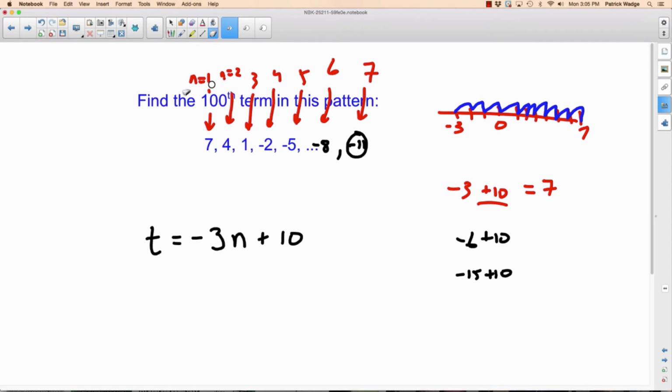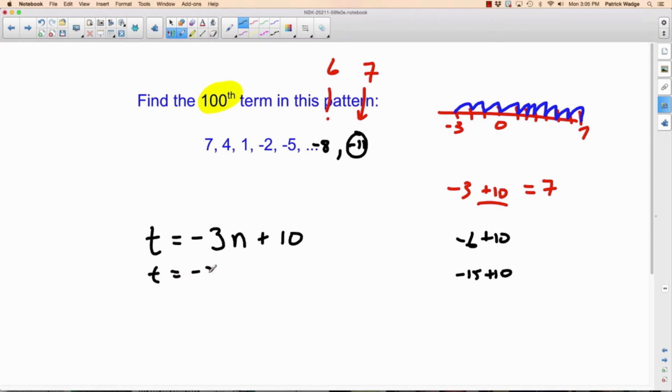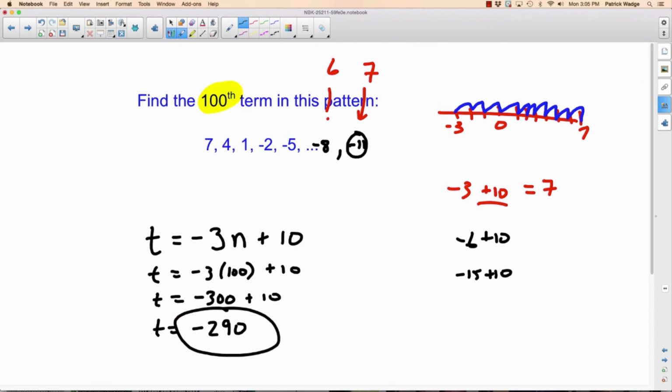But what are we trying to find? We're trying to find the 100th term, right? Right here it says the 100th. So why don't we just plug 100 in right here? We have t equals -3 times 100 plus 10. So t equals -3 times 100, -300 plus 10. T equals 10 more than -300 is -290. That's going to make sense that it's a really big negative, because look, we're already at -11 and we're going down, down, down, down. So we're going to end up way down at -290.